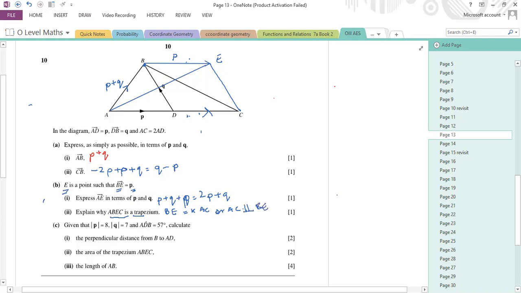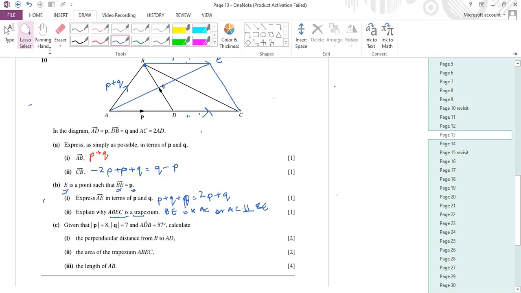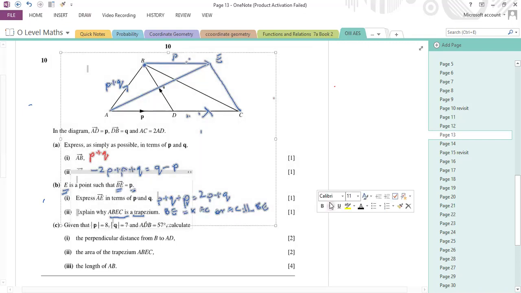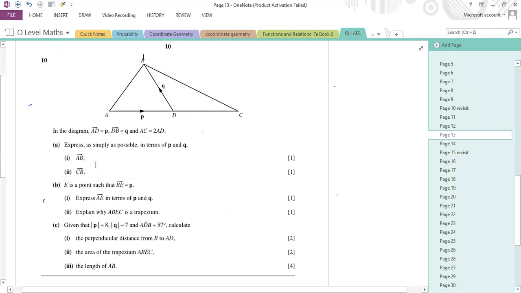Now comes the third part, where I was saying that it is trying to assess your trigonometric ratio skills. So I just remove all this. I hope there's no need for it right now. If we'll be needing it, we'll check it out. So P is actually 8. Put it here, P is 8. And Q is how much? Q is 7, right? And ADB is 57.